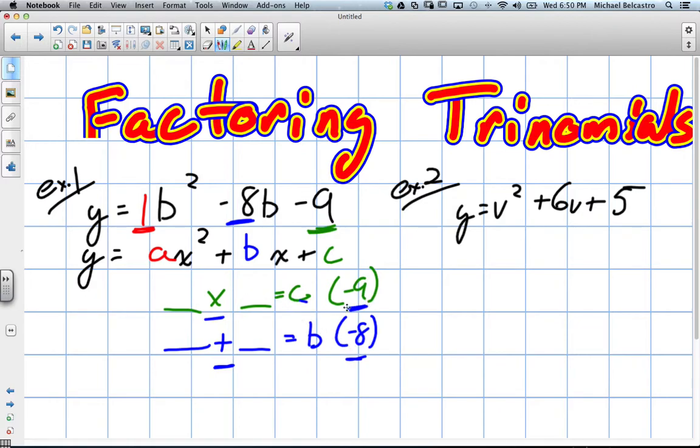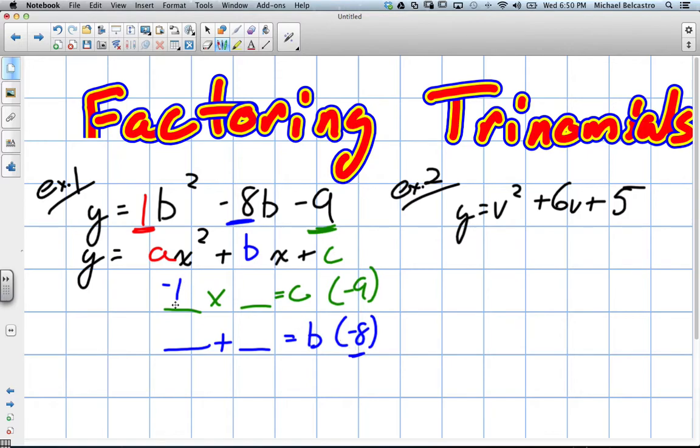So let's think of some factors of 9. What numbers multiply to 9? 1. 1 times what? 9. Now does 1 times 9 equal -9? No. One of them has to be negative. So let's try -1 times 9. That works. What's -1 plus 9? -8. Try in your calculator and see if it's -8 or not. It's 8, not -8.